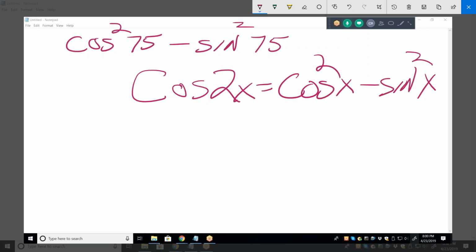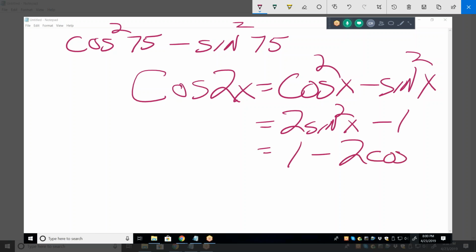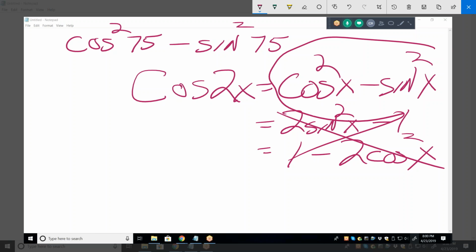Now, the double angle identity actually has 3 identities. And I always get the other 2 mixed up. One of them is this, and the other one is this. But there's the 3 identities, okay? But they didn't give us these 2. They gave us this one. So what is this? The cosine of what?